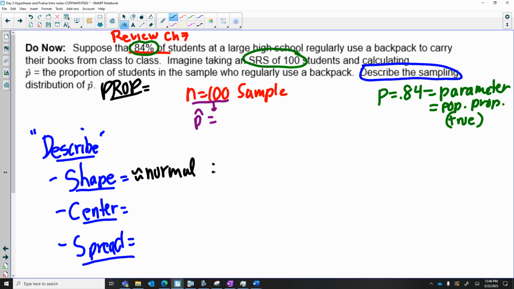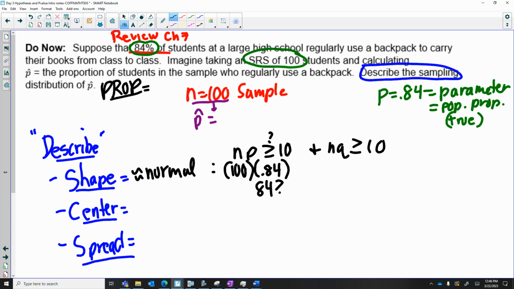Okay, so we're going to do n times p. Is it greater than or equal to 10? And n times q, greater than or equal to 10. So take your sample size 100 and multiply by the advertised proportion p, and you're going to get 84. That's bigger than 10. And nq is going to be 100 times 0.16, which is 16, and that also is bigger than 10. So because these are both met, the sample size is large enough that the sampling distribution will be approximately normal in shape.